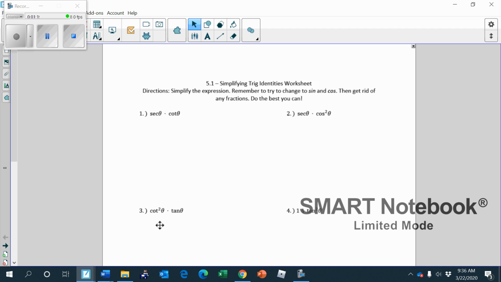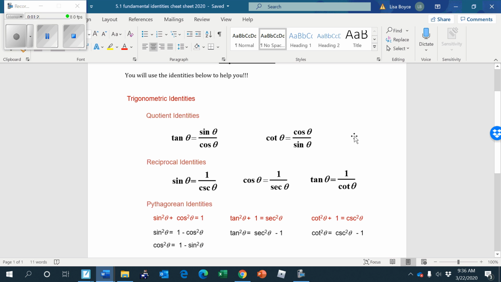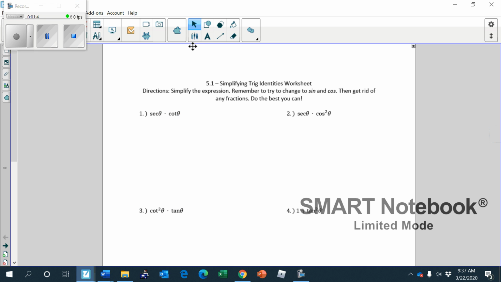Okay. I also uploaded this down here. It's, I think, a better version than what I gave you two weeks ago. It's a more condensed version of what we're going to be using. Take a look at these, and that's really the worksheet that's going to help you the most in terms of simplifying. So let's go back to my worksheet, and we'll do the first example together.